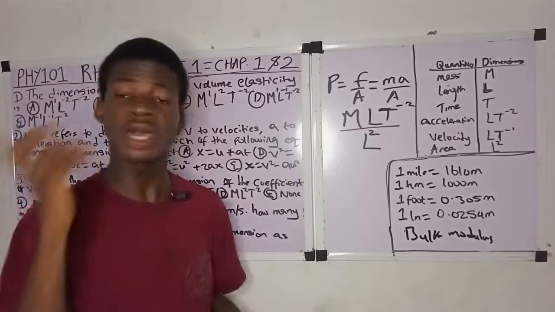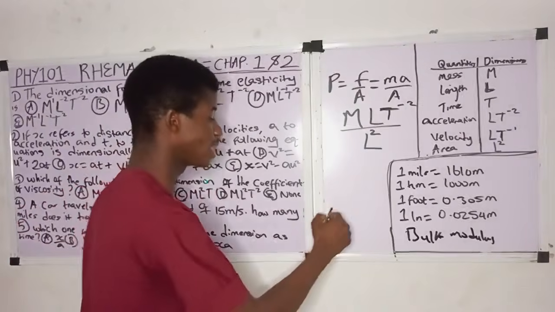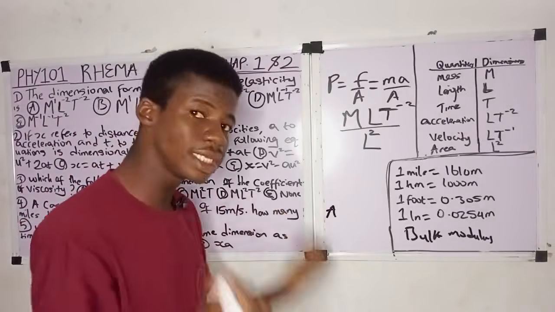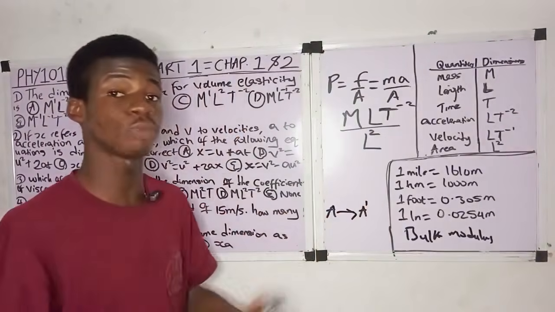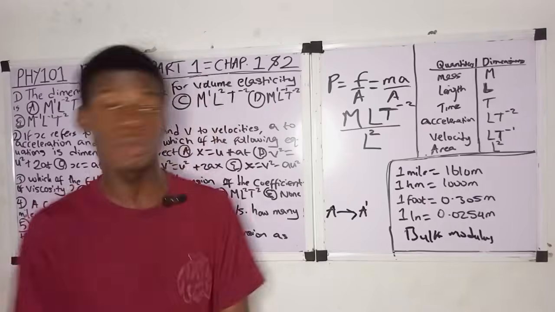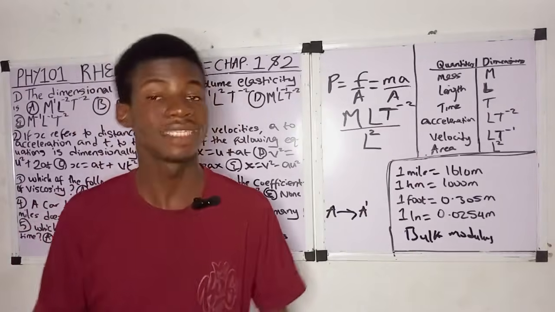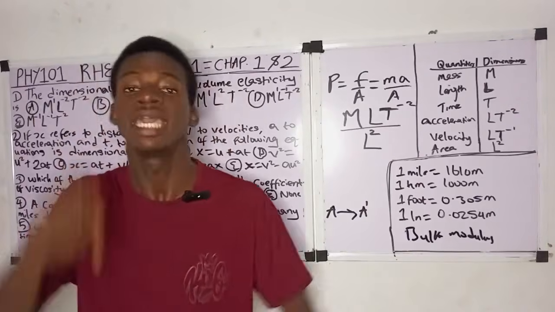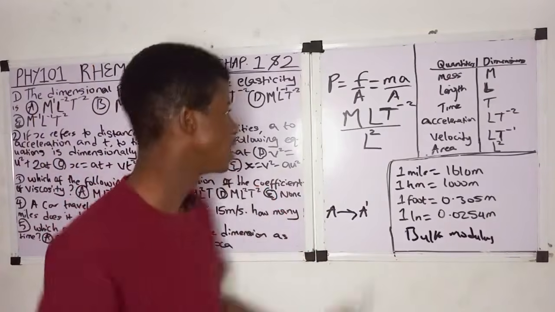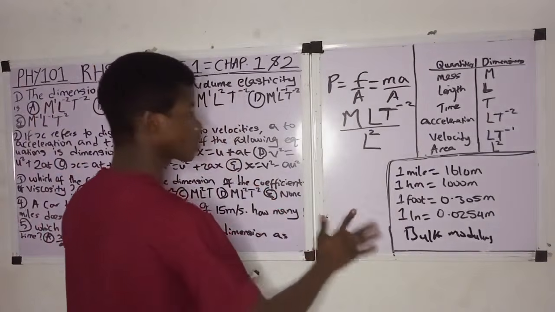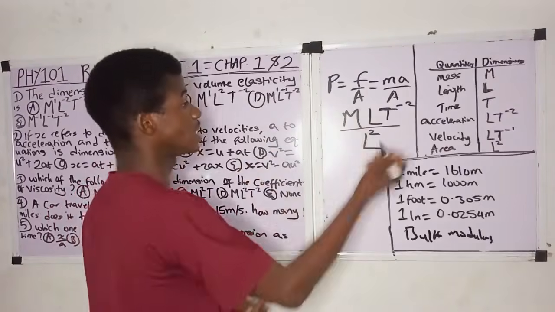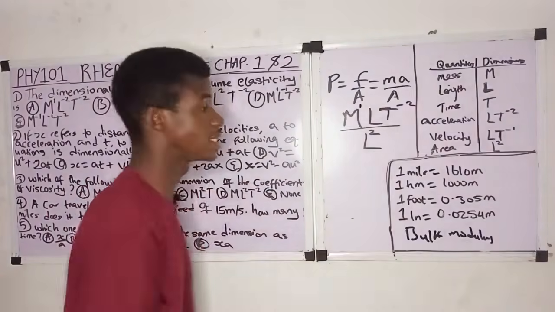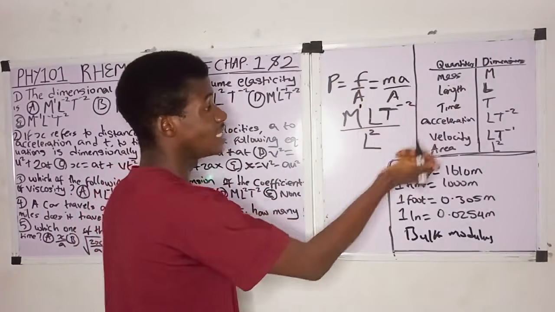Remember, when a letter is standing alone, it means that the letter is raised to power 1. Anything raised to power 1 will give you that same thing. So when A is standing alone, it means that A is raised to power 1, and A raised to power 1 will still give you A, right? So you find that M is standing alone, so it stands as M raised to power 1, right? L is standing alone, so it still stands as what?